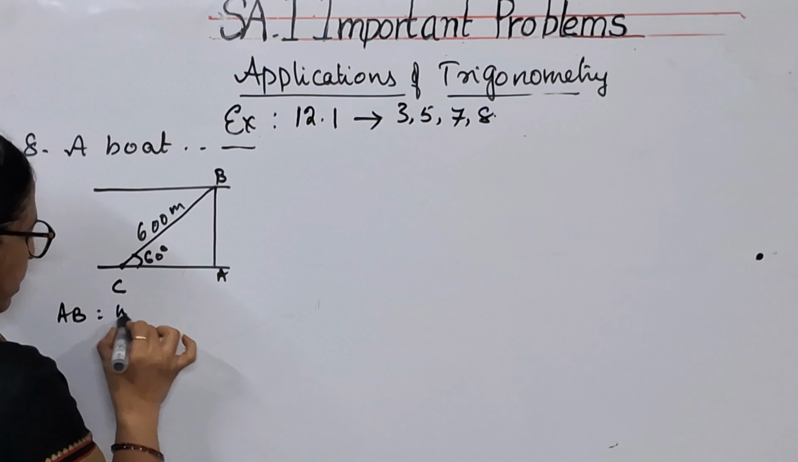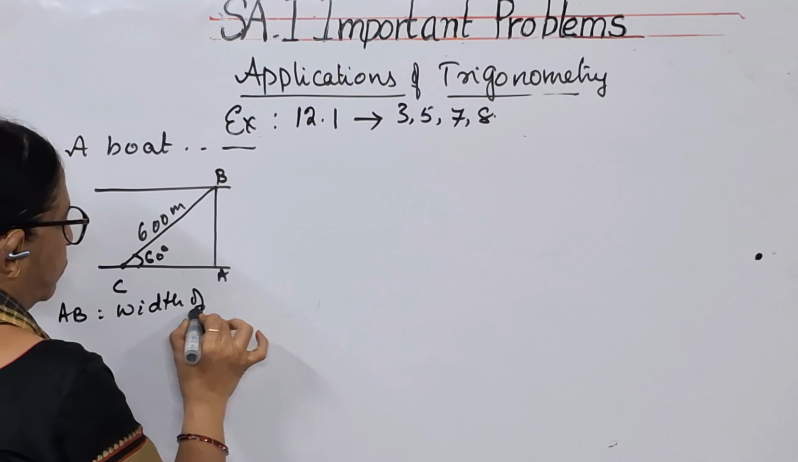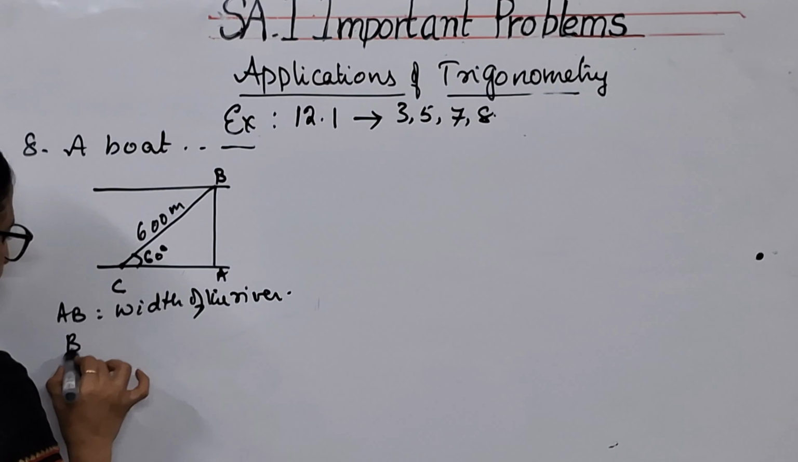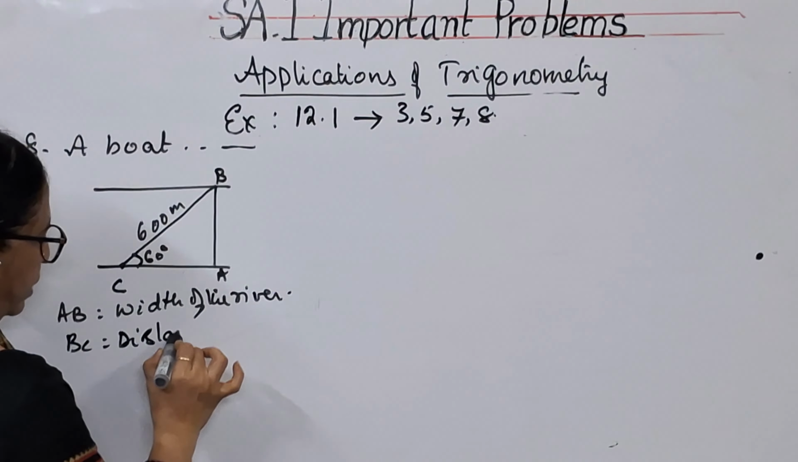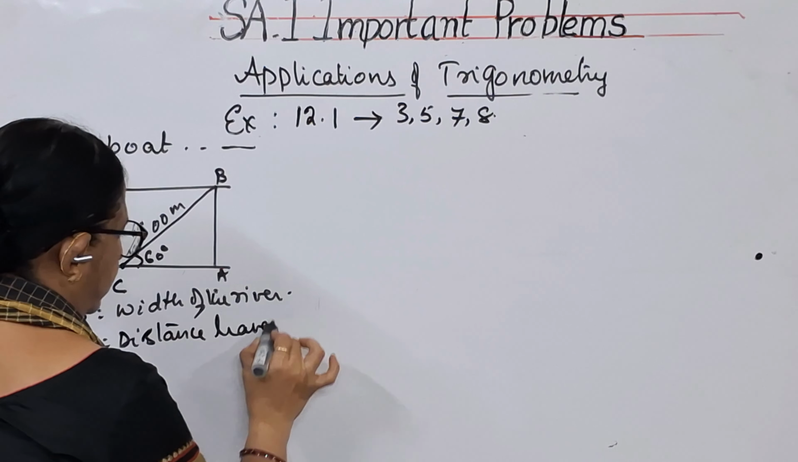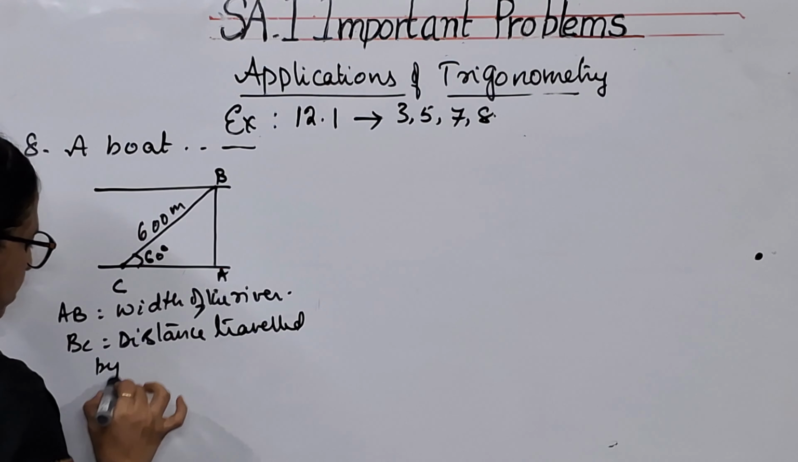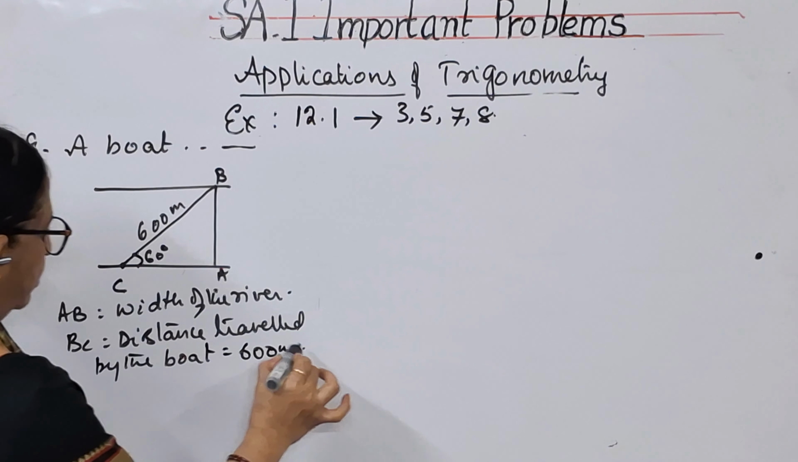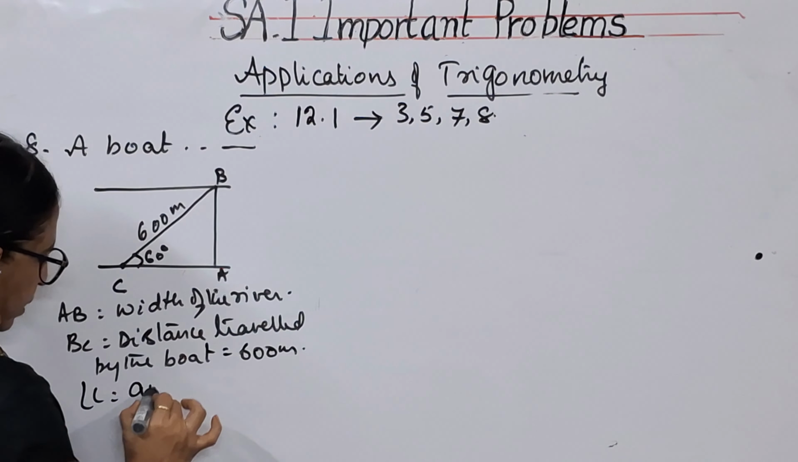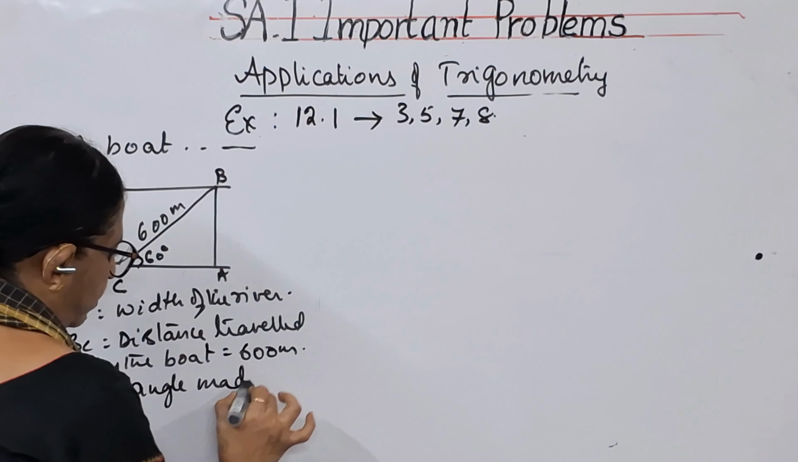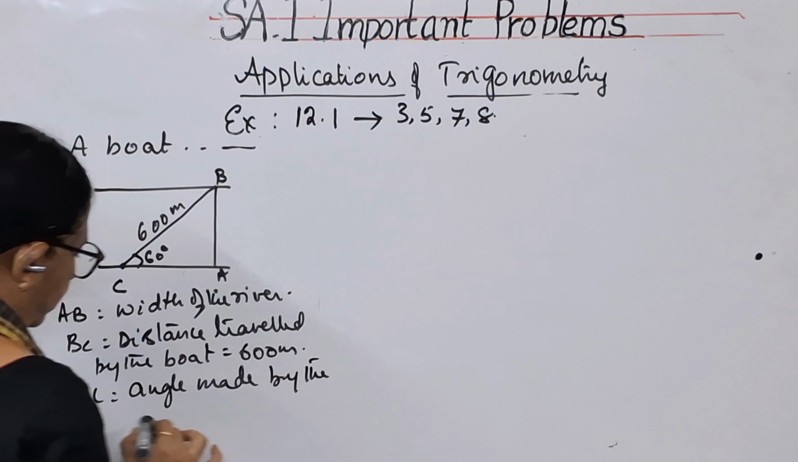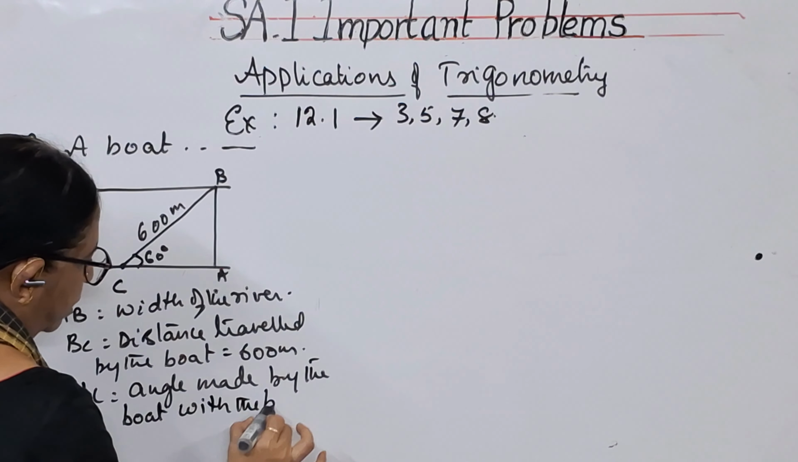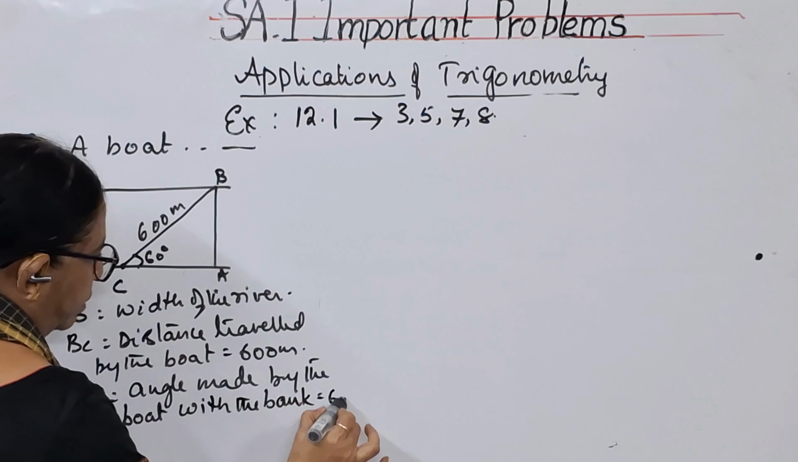So here AB is the width of the river and BC is the distance travelled by the boat, that is 600 meters, and angle C is the angle made by the boat with the bank of the river, that is 60 degrees.